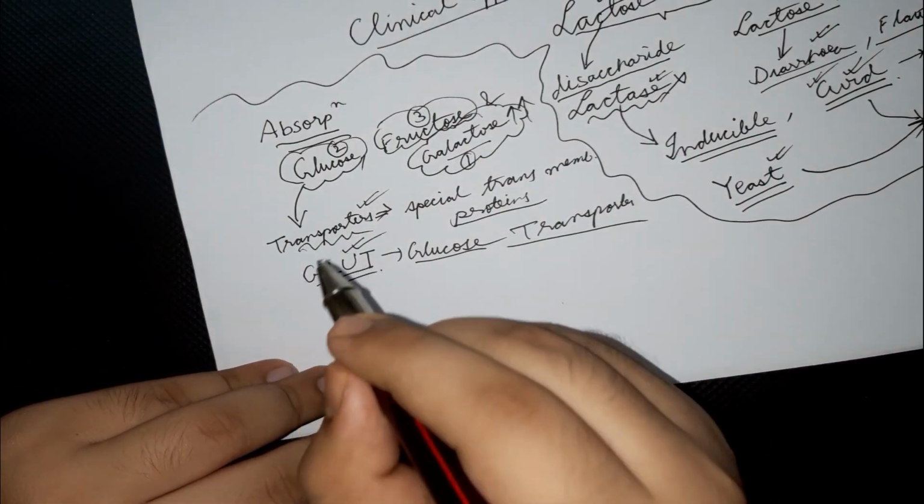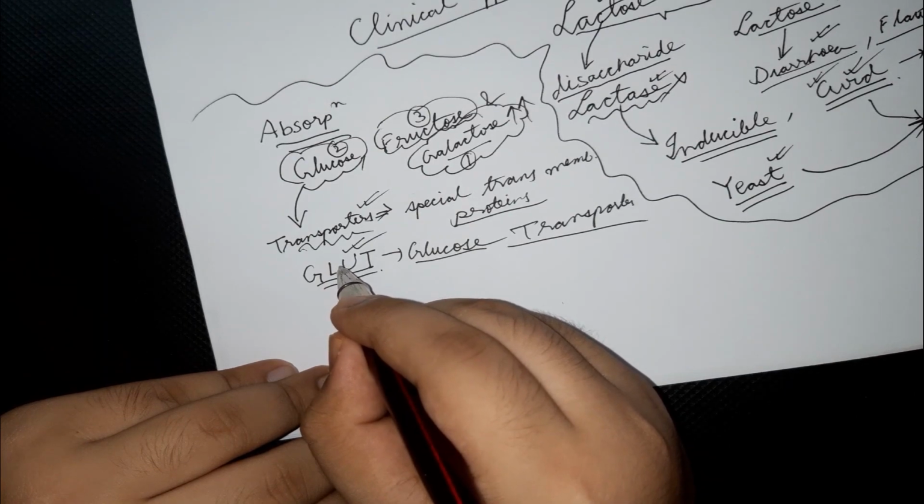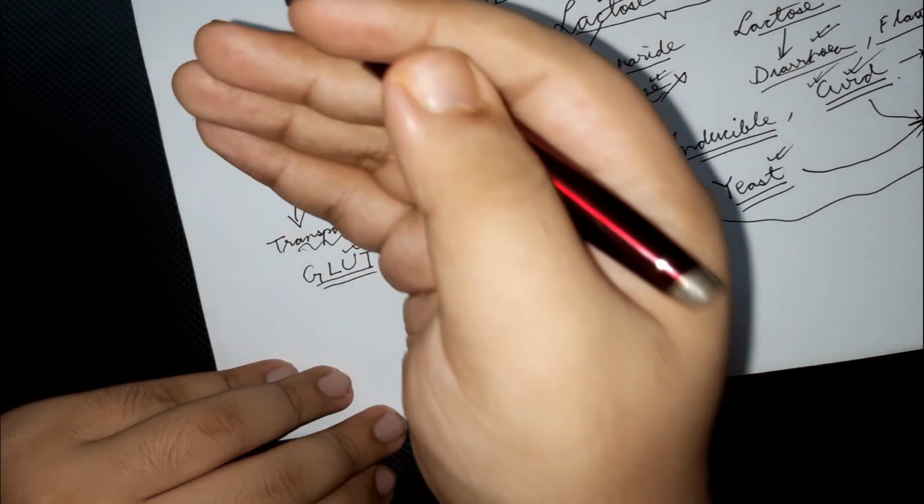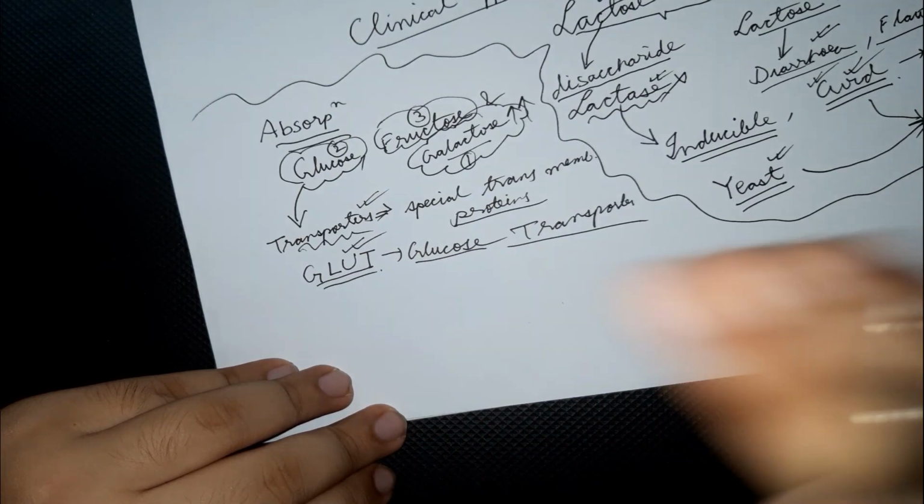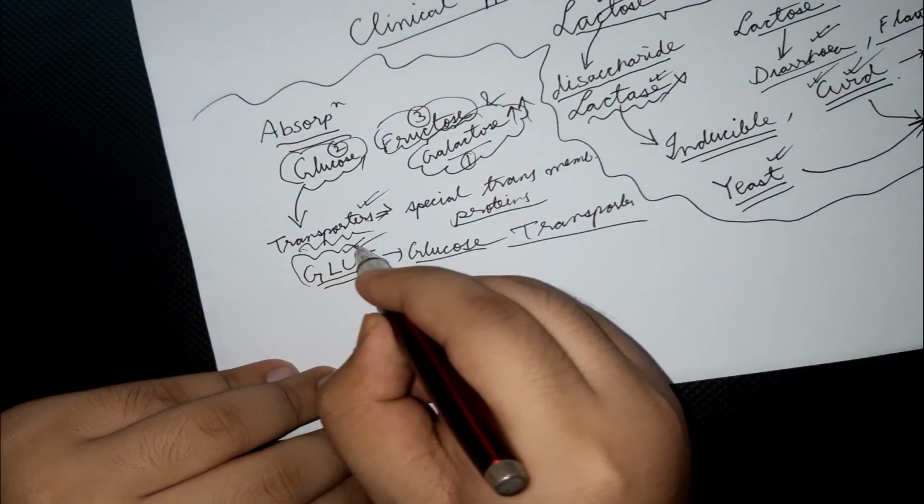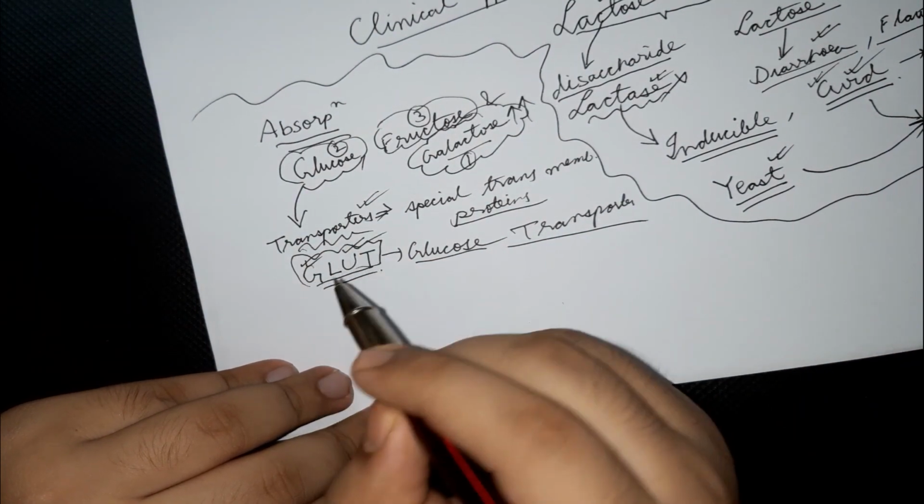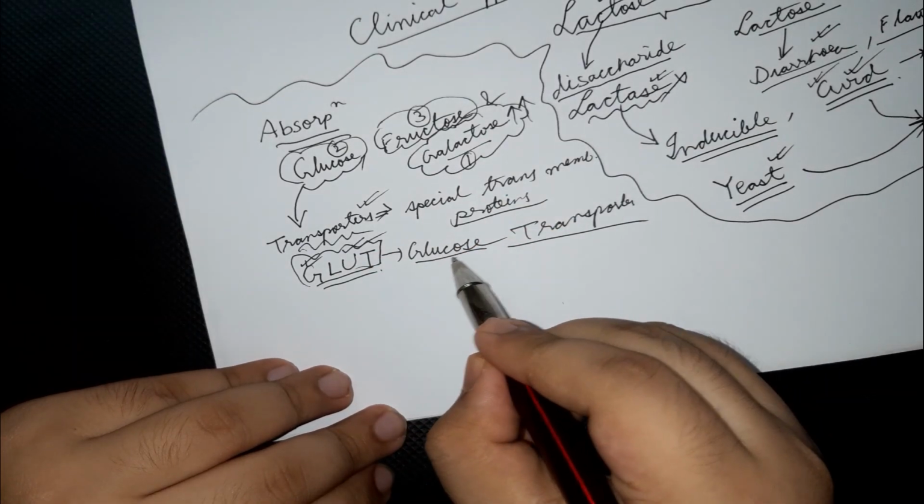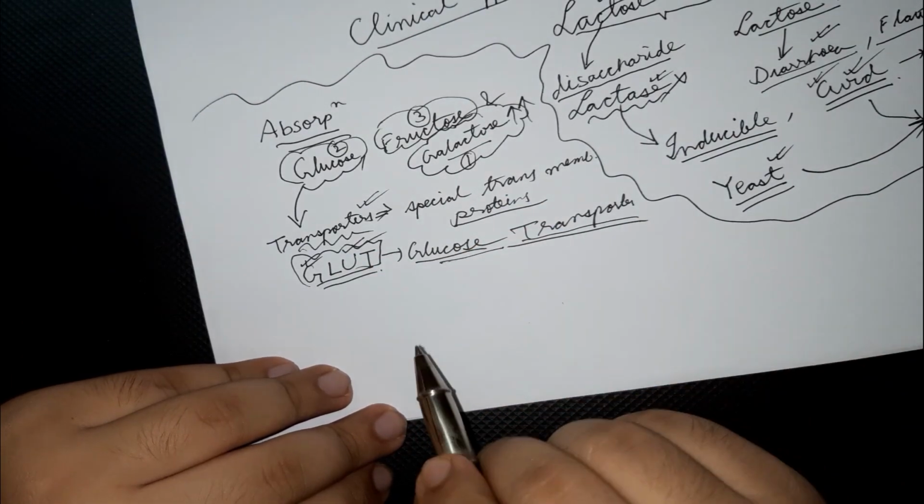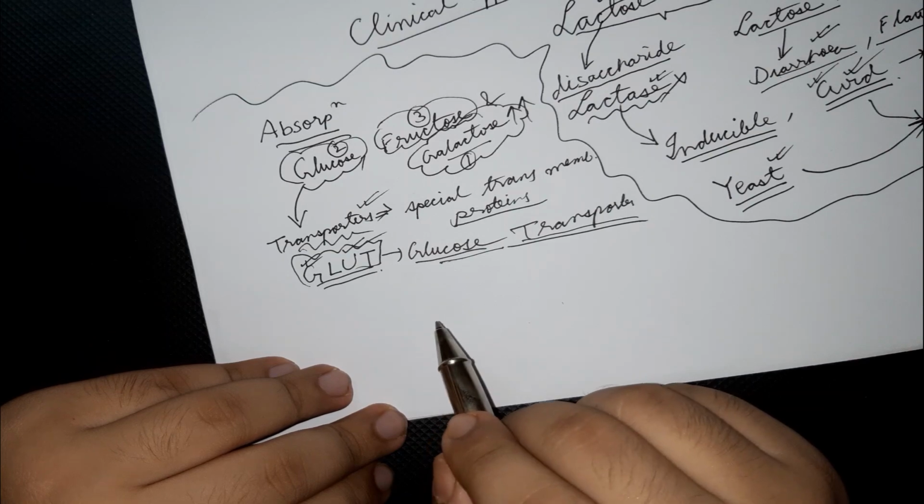Glucose has these very specific transporters or transmembrane proteins which will transport the glucose from the intestinal lumen to the insides of the cell, and these transporters collectively are known as GLUT, abbreviated as GLUT, and known as glucose transporters. Okay, as simple as that.